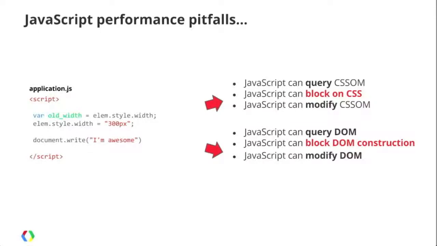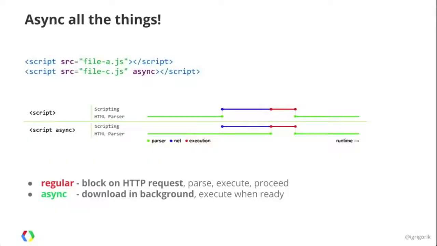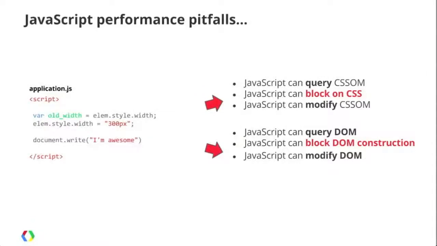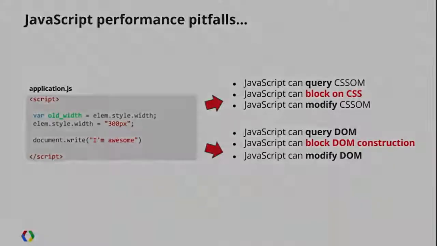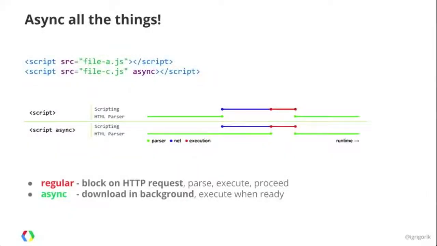So basically, what this tells you is, oops, let me go back for a sec, that JavaScript can block on CSS and on the DOM construction. This is why every web performance presentation you will see will talk about using async scripts, right? And there's a couple of different ways to achieve this. The first is you can actually just add an async attribute on your script tag.